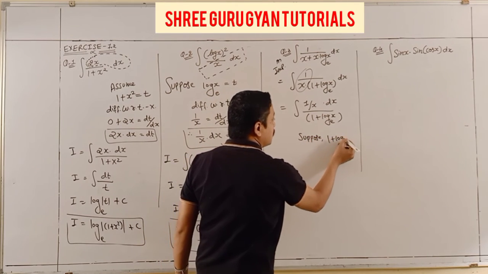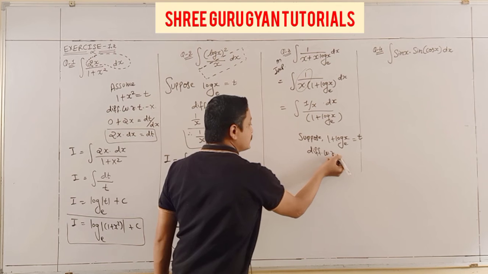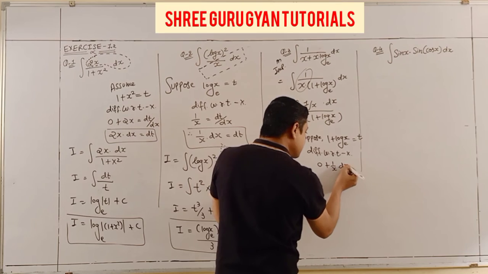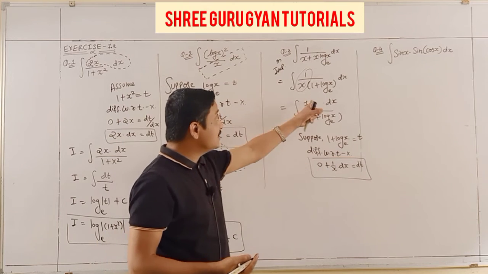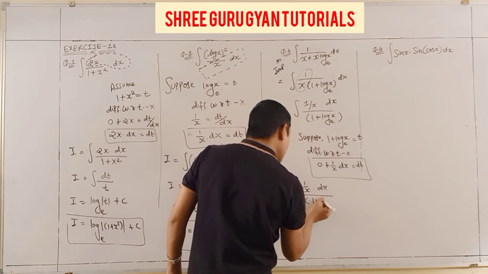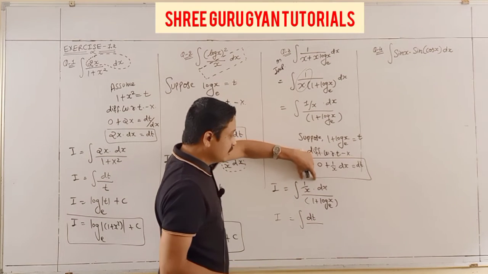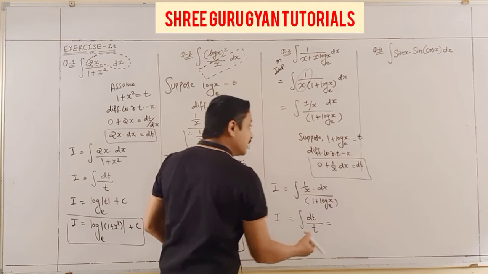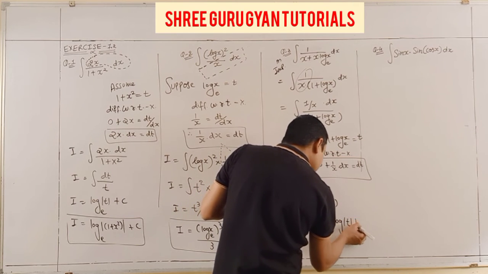1 plus log x base e is t. Differentiation with respect to x gives 0 plus 1 upon x dx equals dt. Just cross multiply after dt by dx. So my answer is 1 upon x dx below 1 plus log x base e. Students, 1 upon x dx is dt, and 1 plus log x is t. The final value is log of modulus t plus c.